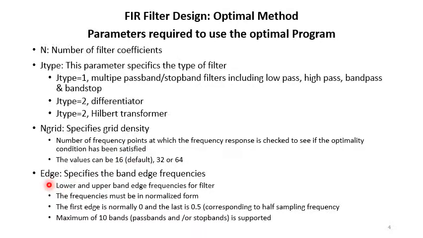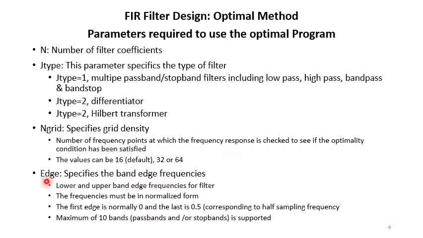Similarly, the next parameter is the edge parameter, and this parameter specifies the lower and upper band edge frequencies for the filter, which need to be specified. And the important thing about this is that the edge frequencies you specify must be in the normalized form, or they must be the discrete frequencies. So you understand how to normalize them.